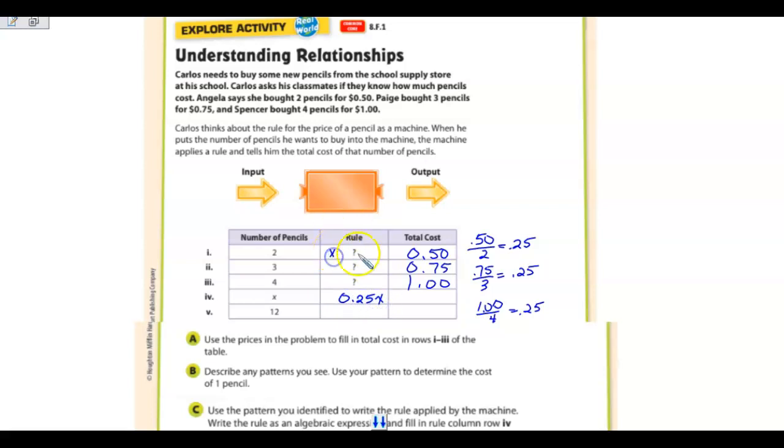So it's going to be times 25 cents. So if I were to buy 12 pencils, I would take my 12 times my 25 cents, and that's going to give me 300 cents or $3. Okay?